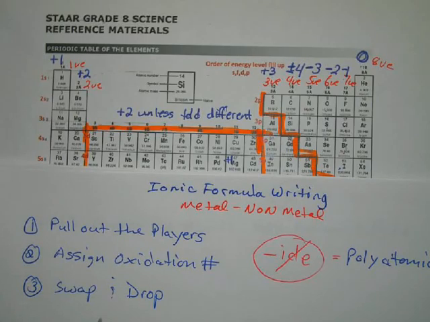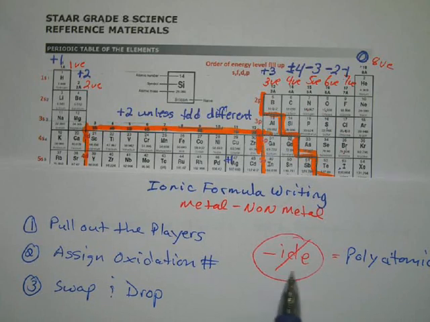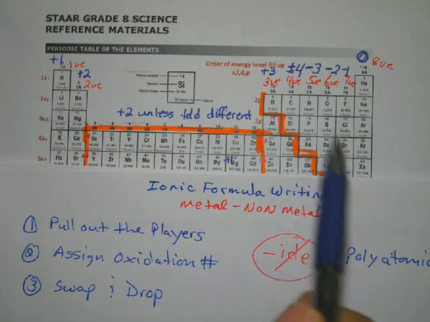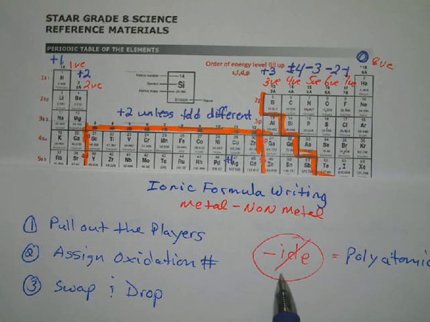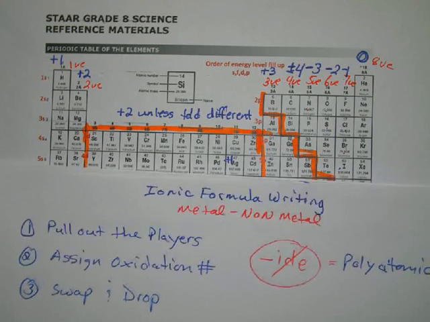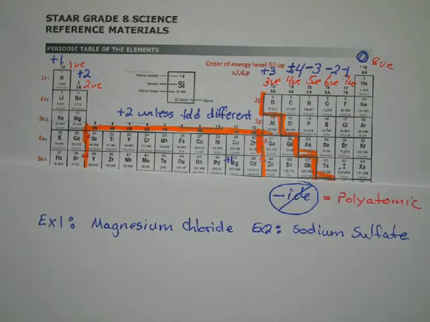Pull out the players, assign oxidation numbers, and swap and drop. And check, does it end in "ide"? Single nonmetal. If it doesn't end in "ide," it's a polyatomic, and you look on your list of polyatomics, which will be included. Okay? So let's run some examples real quick. The only way to really do this is to run some examples.